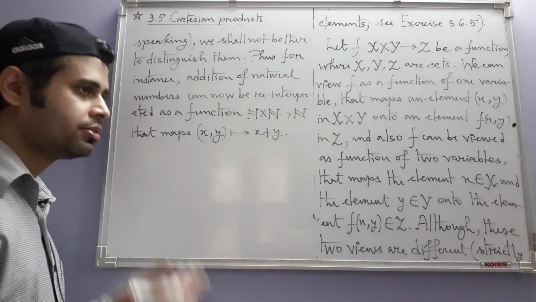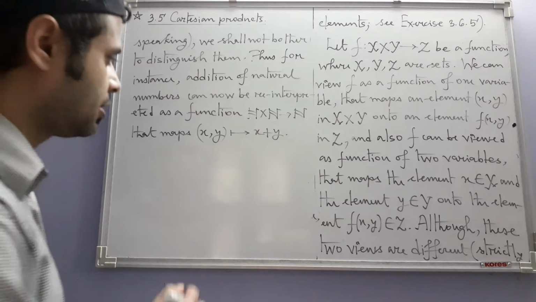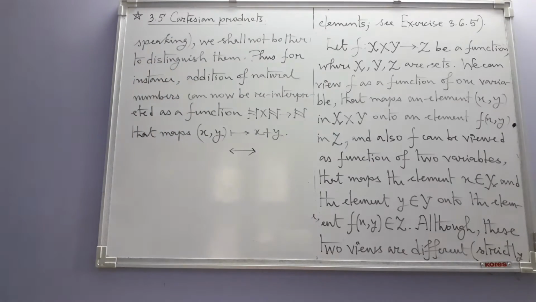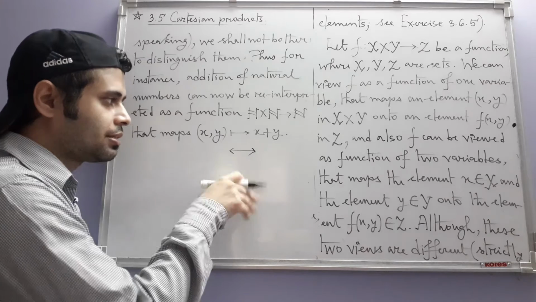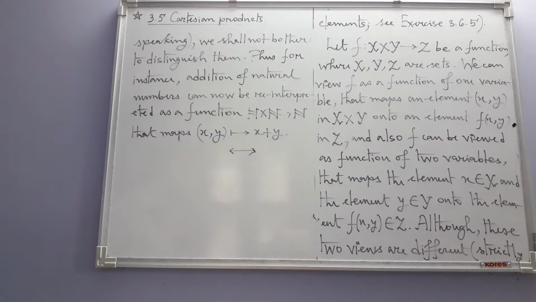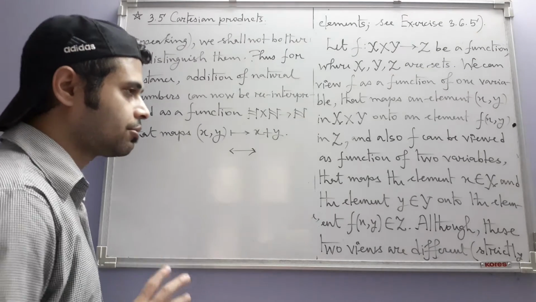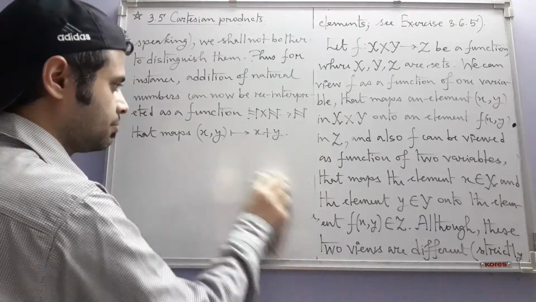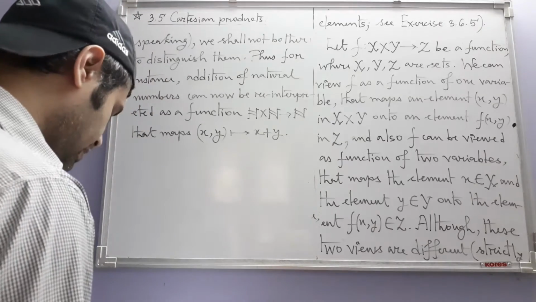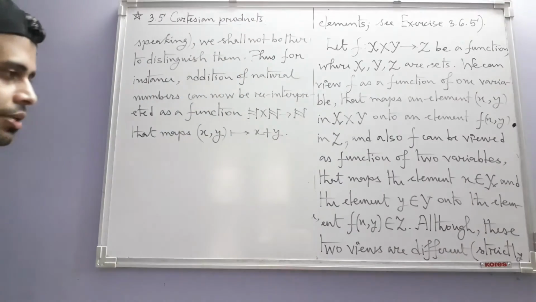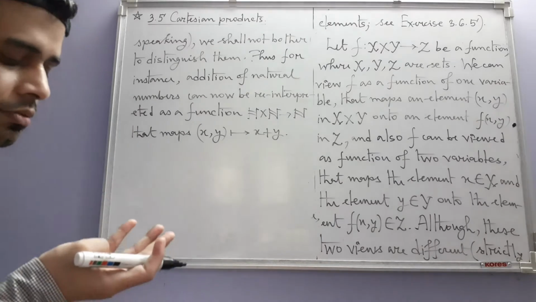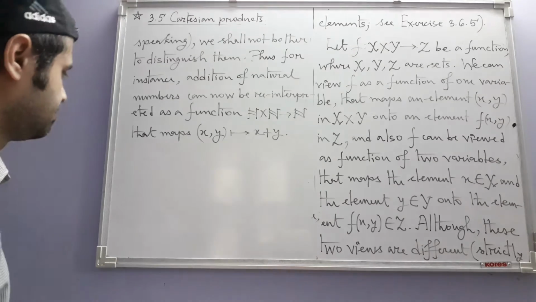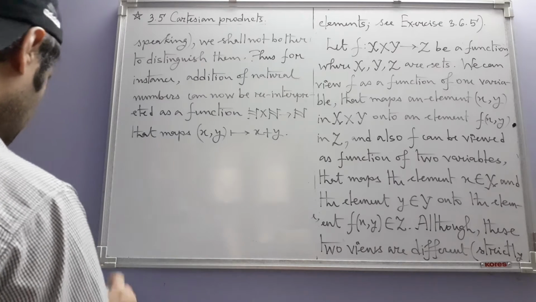If our function happens to be a bijection, it's one to one as well as onto, in place of this symbol we sometimes write this arrow on both sides, and such mappings are also sometimes known as perfect matching. Those of you who have got this concept in graph theory, it's actually nothing different. Okay, so these are two things, and now we have got ordered pairs, we have got Cartesian product of two sets, we are now going to generalize this to any number of sets, and that's where the next thing comes.